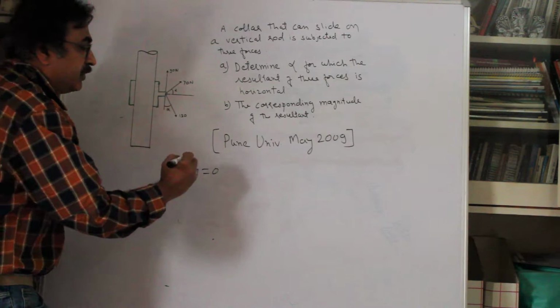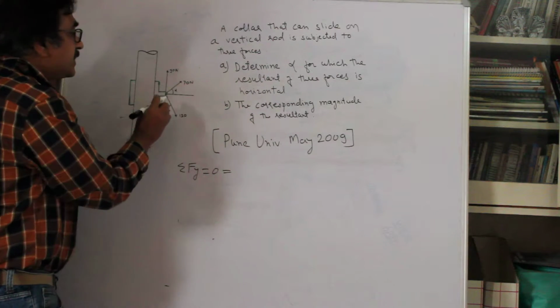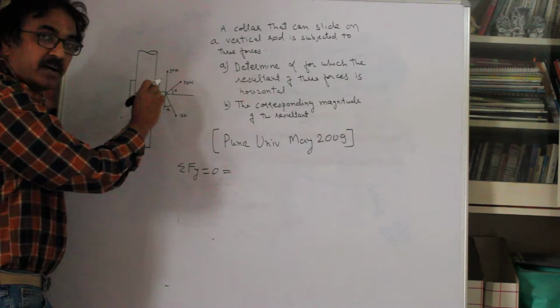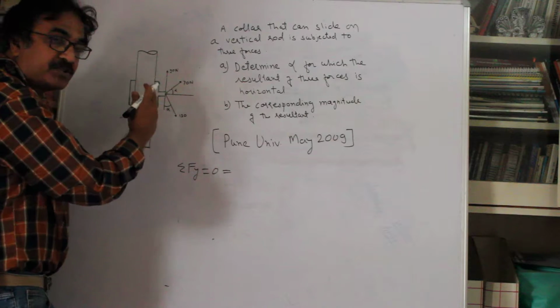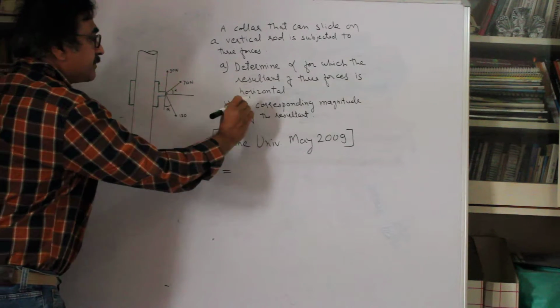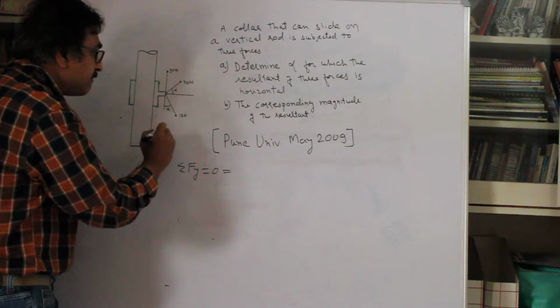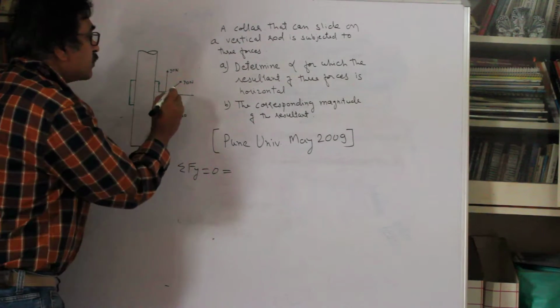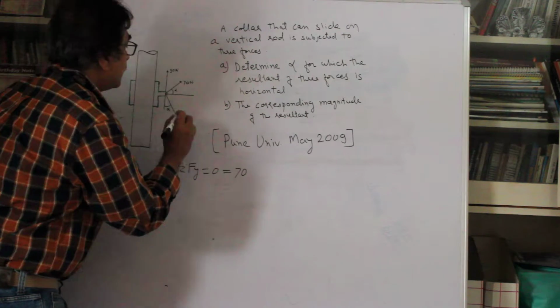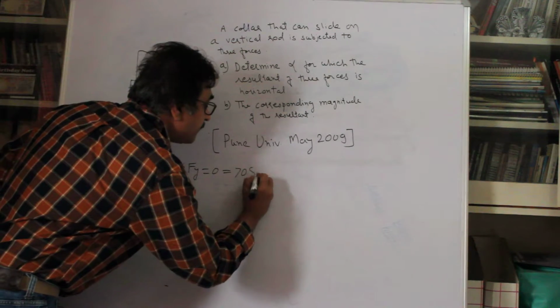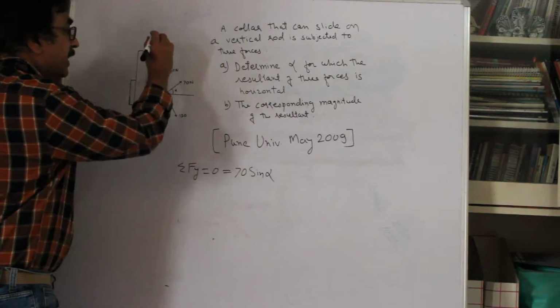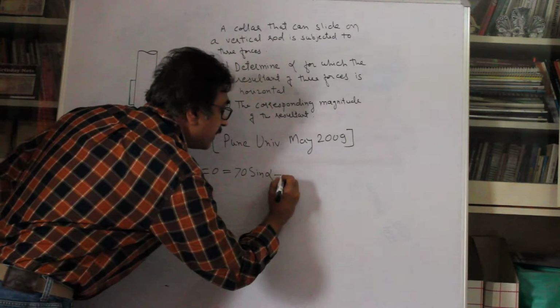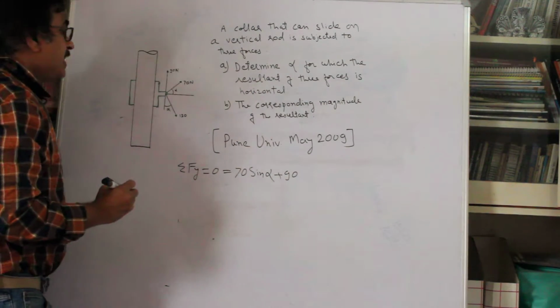And if we want to do that, just resolve the forces. So this is 70 resolved vertically, 70 sine alpha, it will be positive. I am treating upward as positive y-axis, downward as negative y-axis, and leftward as negative x-axis. So 70 sine alpha plus 90, it is vertical, plus 90.